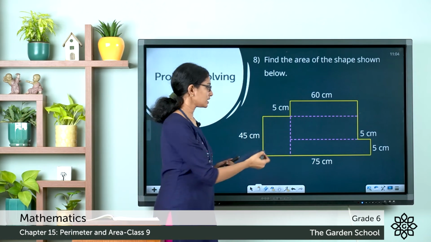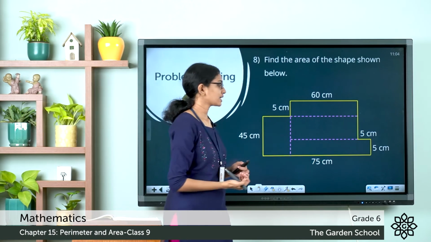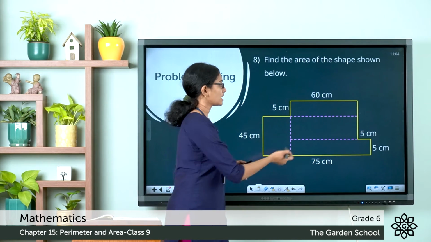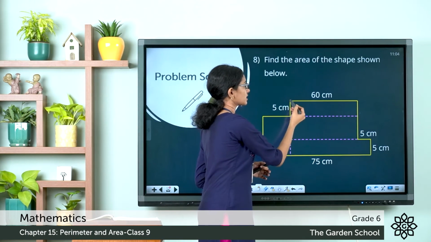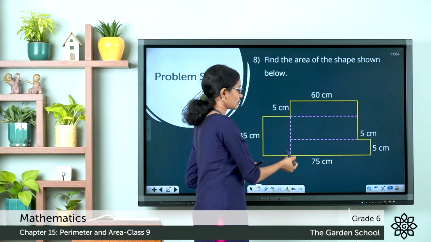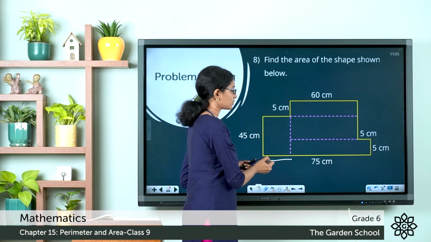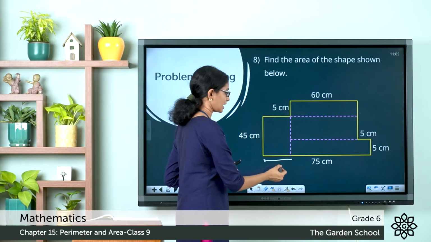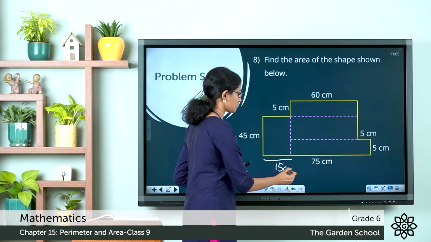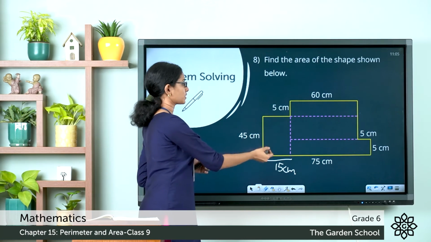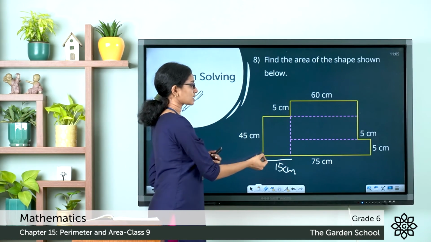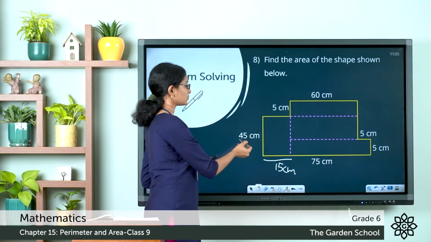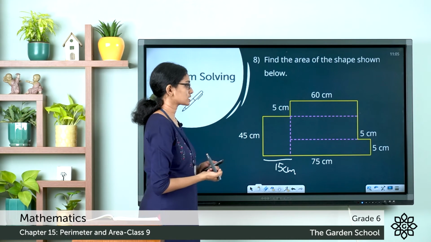So here you can see the total length of this side is 75 centimeter, and from here till here it is 60 centimeter. So here the length would be equal to 75 centimeter minus 60 centimeter, and hence this side will be equal to 15 centimeter. So here for this rectangle the area will be equal to 45 centimeter into 15 centimeter.